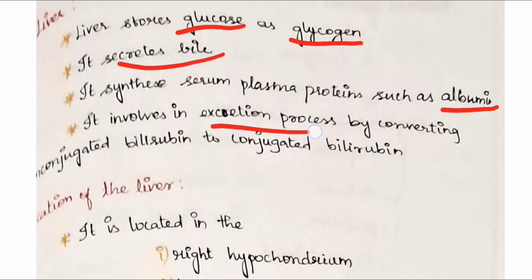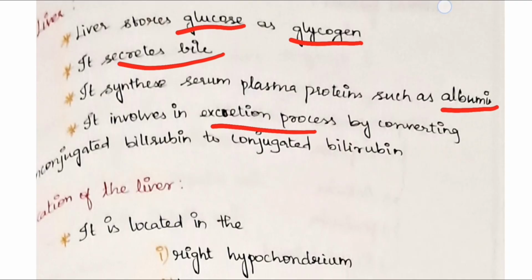Coming to the excretion process, in the liver the unconjugated bilirubin is converted into conjugated bilirubin, so that the excretion process becomes easier. So these are the main functions of the liver.